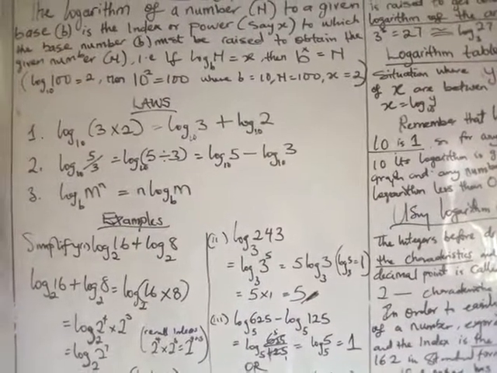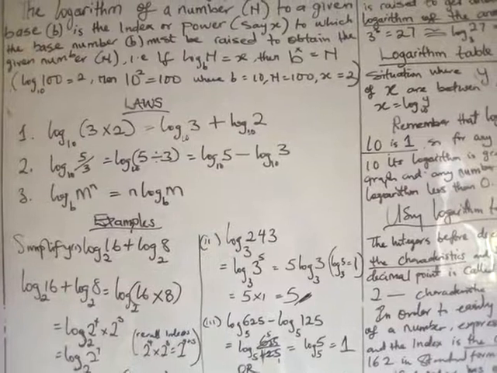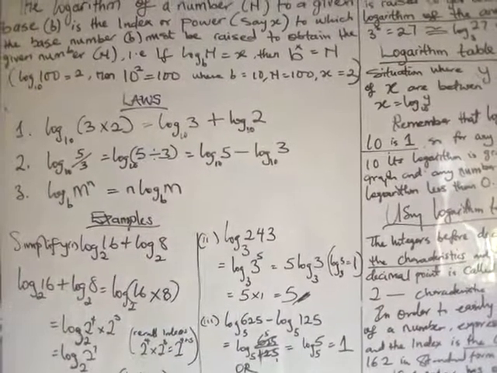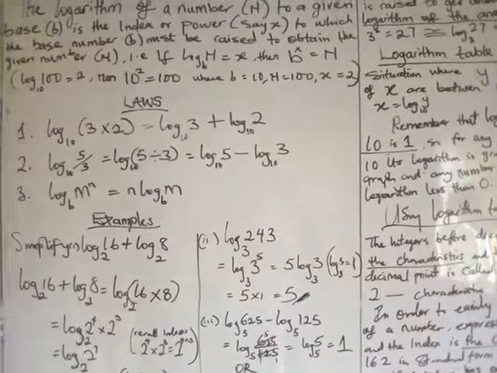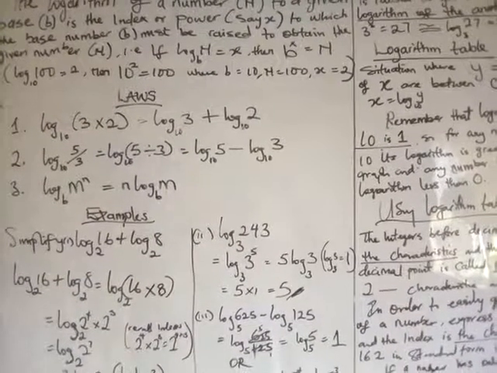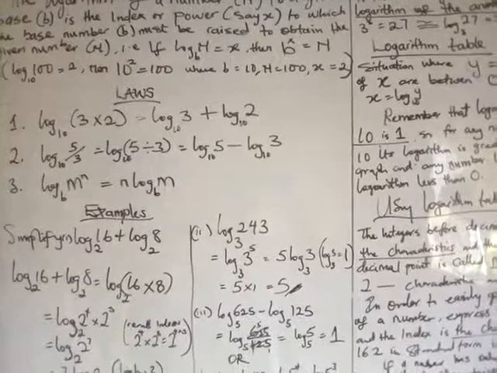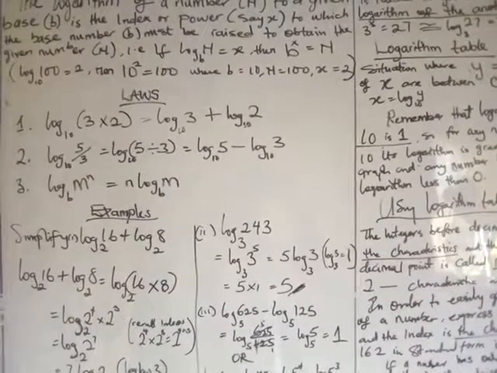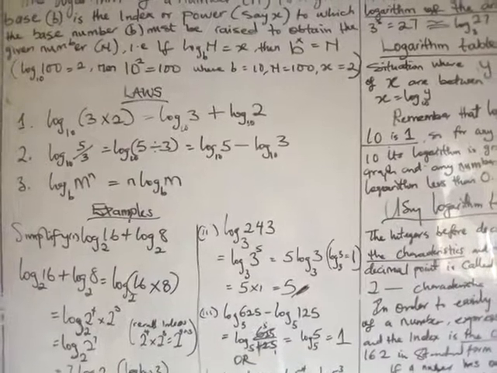For example, when you have log 100 to base 10 is equal to 2, then it means that 10 raised to power 2, that is 10 times 10, is equal to 100, where b is equal to 10, n is equal to 100, and x is equal to 2. So let's consider those laws.